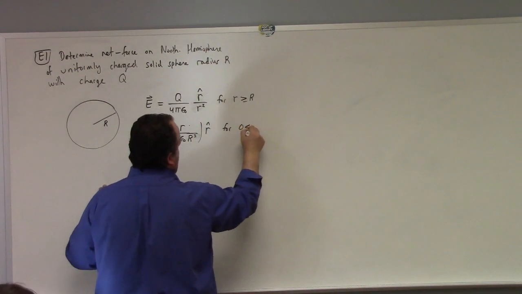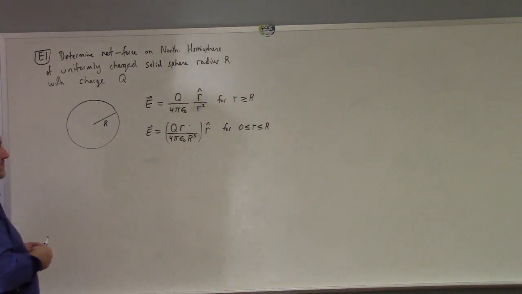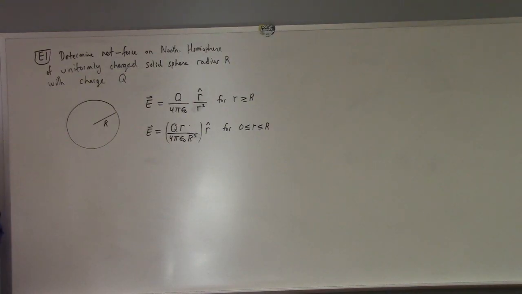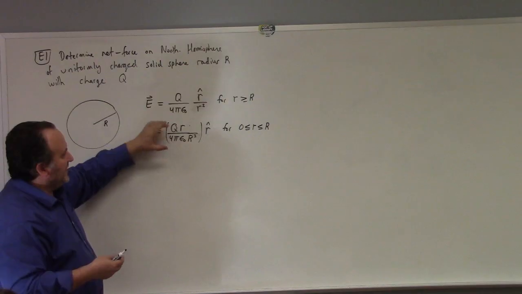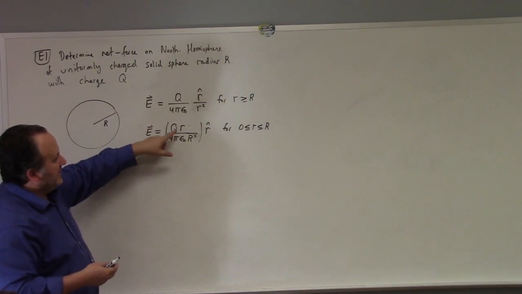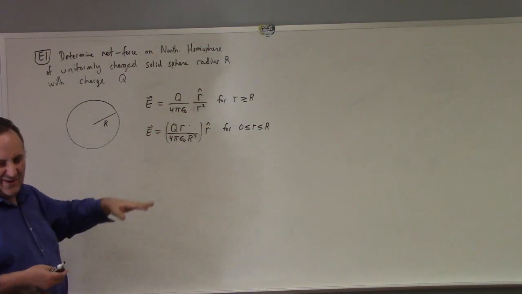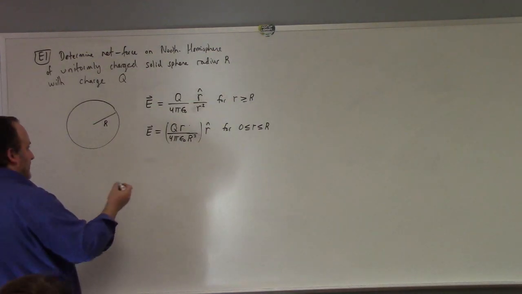For 0 ≤ r ≤ R, right? I know, I just happen to remember it's linear. We can derive these by applying Gauss's law to a Gaussian sphere inside. We've worked it out before, but I'm pretty sure this has got to be the right formula because if you put in little r equal to big R, they match. And I also remember it was linear in the uniform case. Now, all right, what else here?